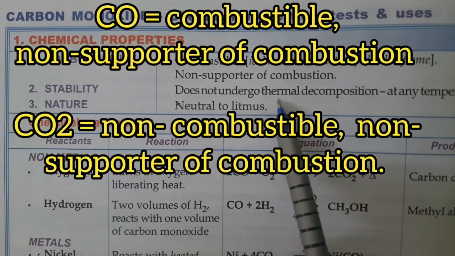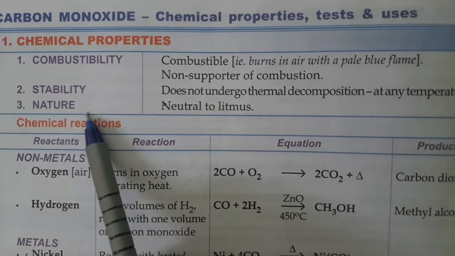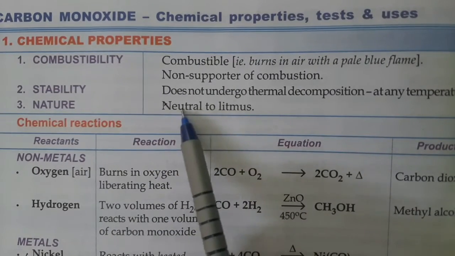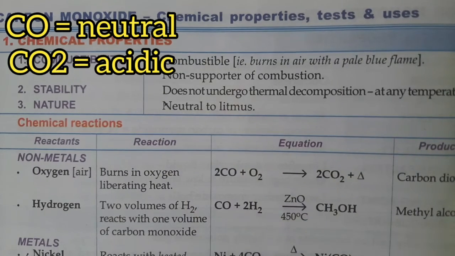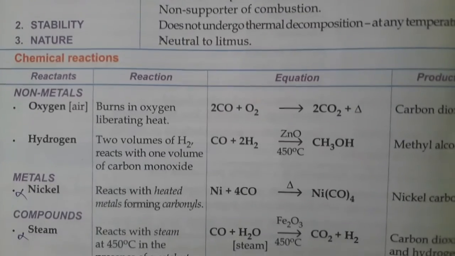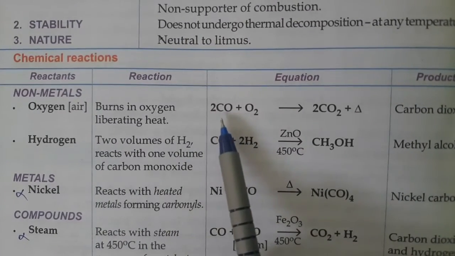It does not undergo thermal decomposition, meaning it is stable, and it is a neutral compound, whereas carbon dioxide is an acidic compound. Carbon dioxide is acidic, carbon monoxide is neutral, remember. Now, let us see some of its reactions with different gases and compounds.